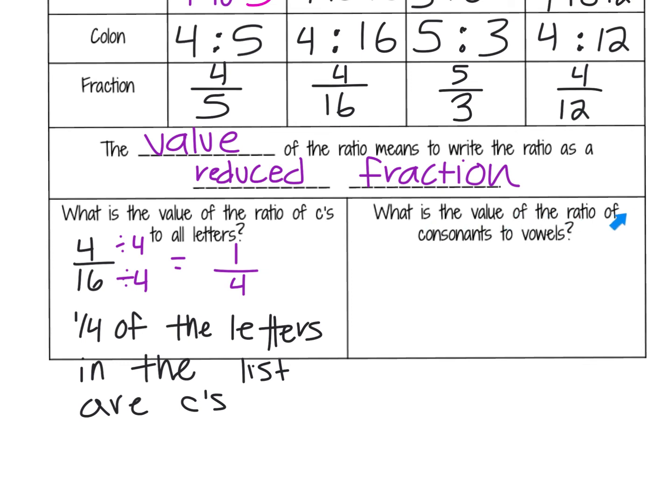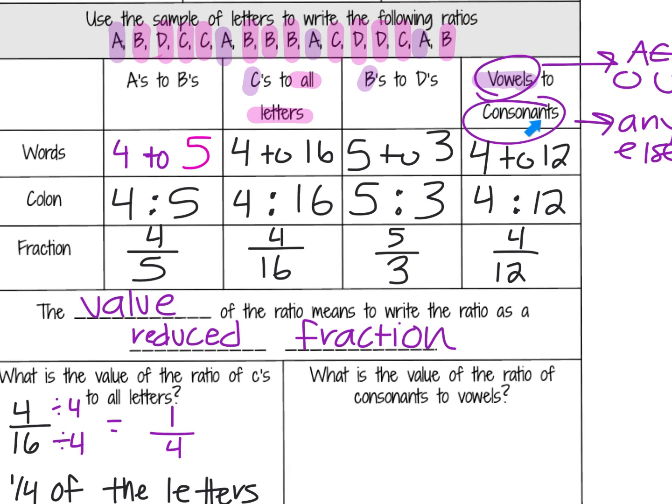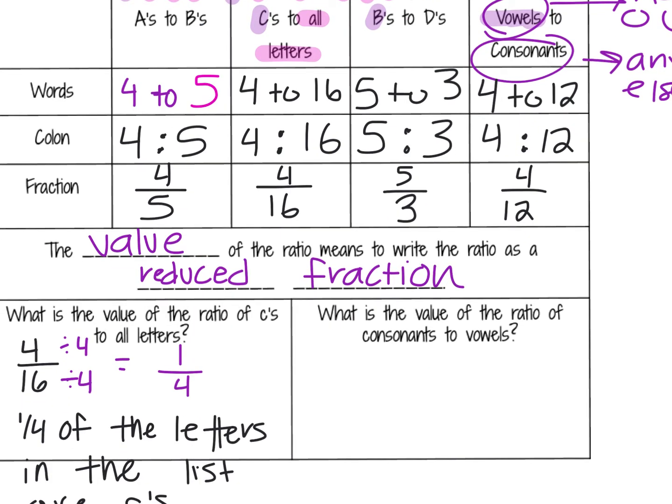Okay, and then it says, what is the value of the ratio of consonants to vowels? Notice that earlier we found vowels to consonants, but this is asking for consonants first. So I'm just going to flip-flop them. There were 12 consonants compared to 4 vowels. So I take my fraction form and then I reduce it. I'm going to say, what can I divide both 4 and 12 by? If you're not sure where to start, try 2, 3, or 5. So I'm going to try 2.